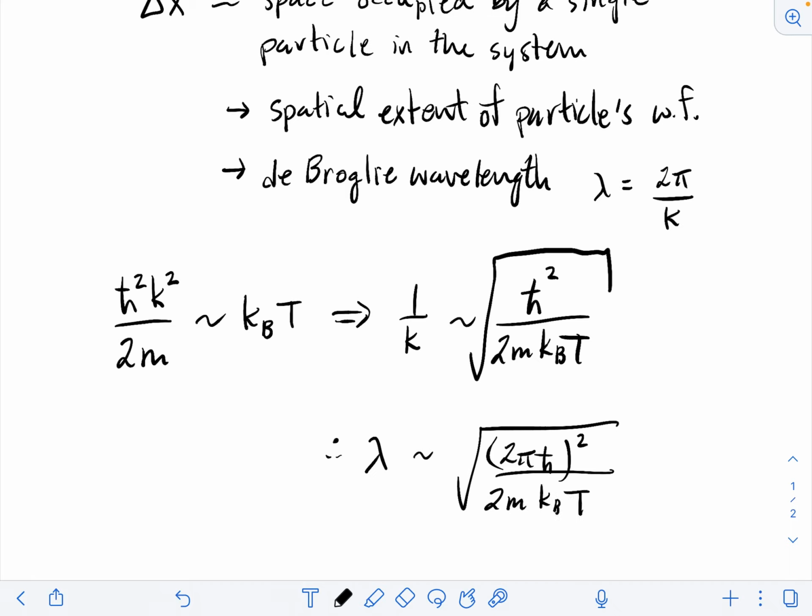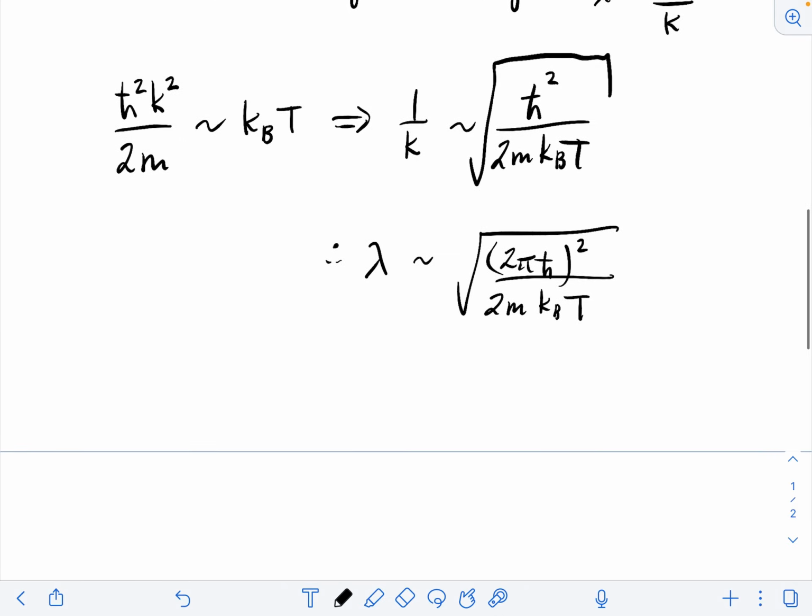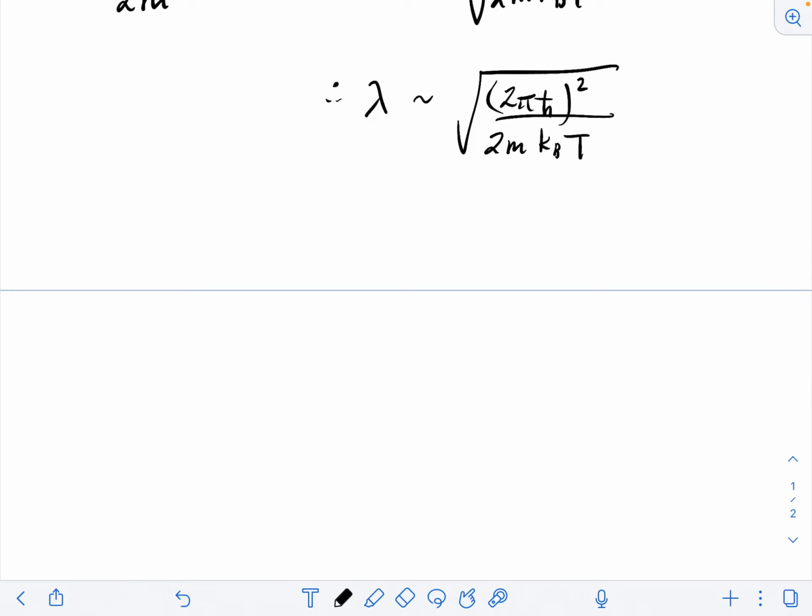All right, so for the purposes of this discussion, I'm not really going to worry about factors of 2 and pi, these small numerical values. We just want to do an order of magnitude estimate. So let's drop all of those unnecessary factors. And so this is the one-dimensional space occupied by a single particle in the system. And one thing you can notice is that it's inversely proportional to the square root of temperature. So as you go down to lower and lower temperatures, the spatial extent of this particle's wave function is going to grow. And so that's going to be an important point for us.